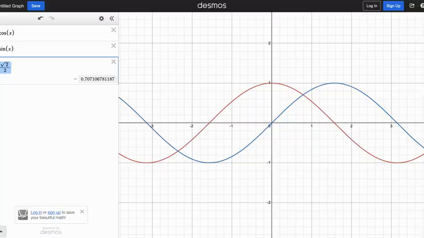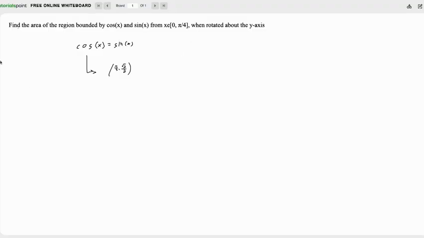Okay, why don't we take a look at the Desmos graph now, which I have here. We've graphed cosine of x and sine of x, and we can see at pi over 4 they actually do intersect, and the y value is 0.70711, which is the same thing as root 2 over 2. So now that we have this, we're going to find the area of this region rotated around the y-axis. So let me draw that region super quickly.